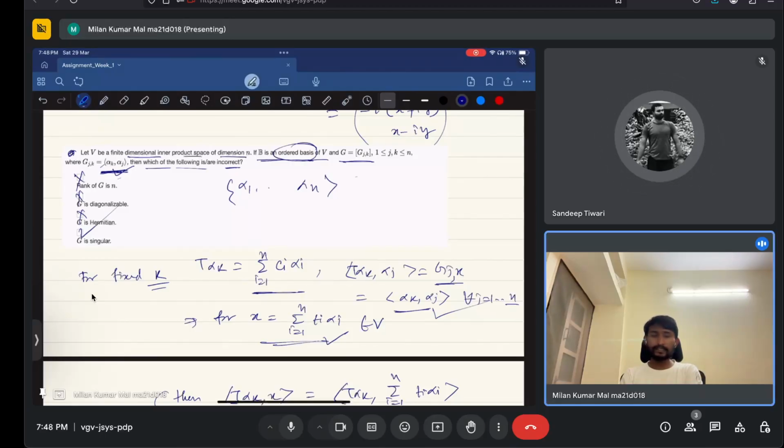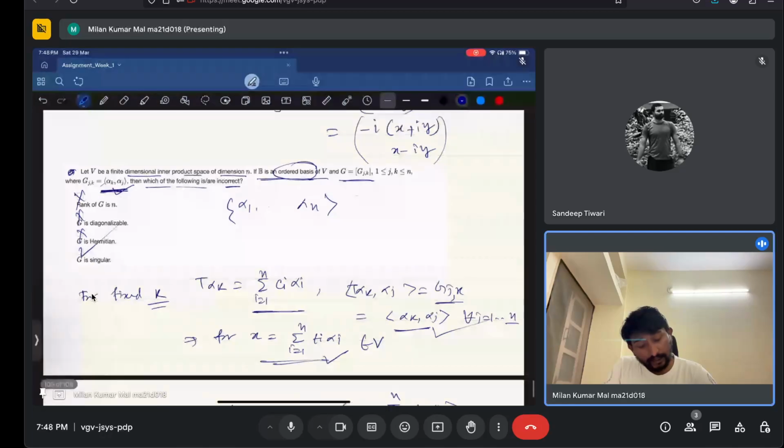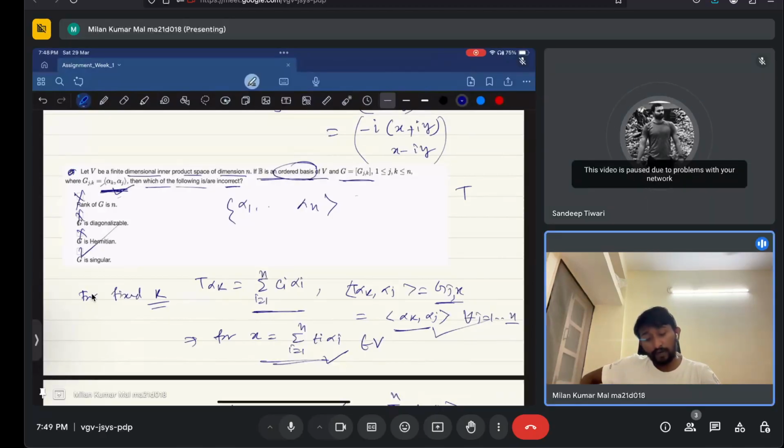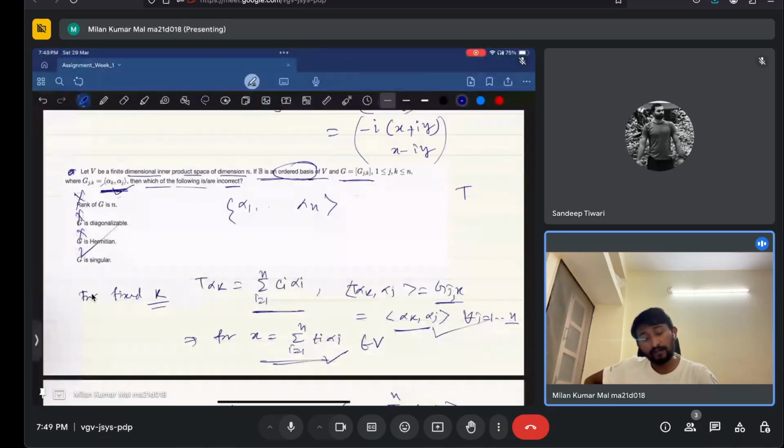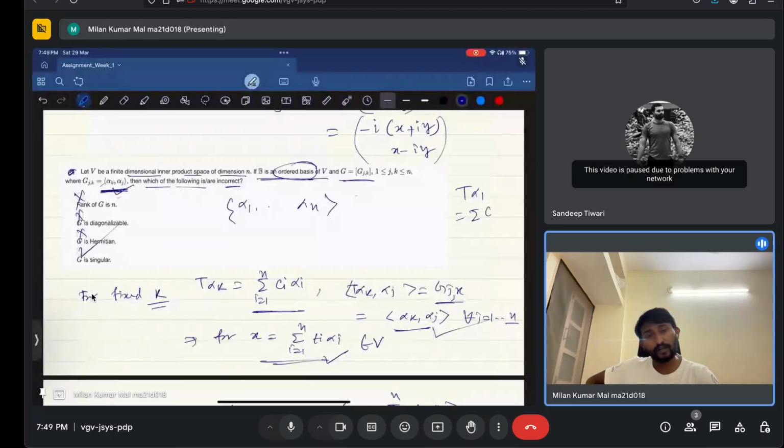suppose T is there, a matrix representation is there. What is the entry of? Let's say T is an operator, right? And we have a basis, alpha 1 and alpha 2 up to alpha n. Now I have taken T of alpha 1. I can write it as a linear combination of alpha j, j equals 1 to n, right?